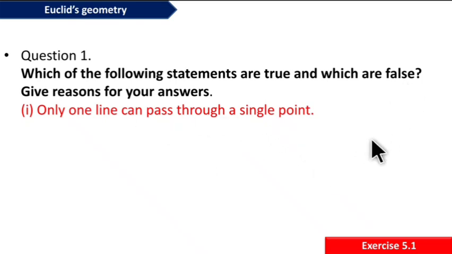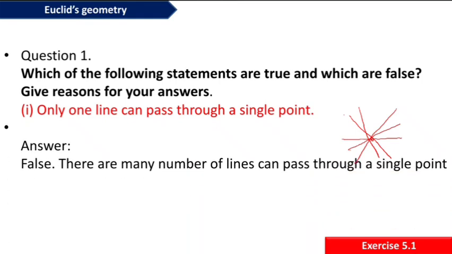So if we have one point here, how many lines can pass through that point? Only one line or many lines? We can pass many lines, right? You can pass as many lines as you want through this single point. So this statement is false because there are many lines that can pass through a single point.